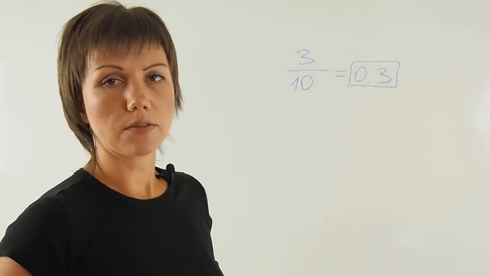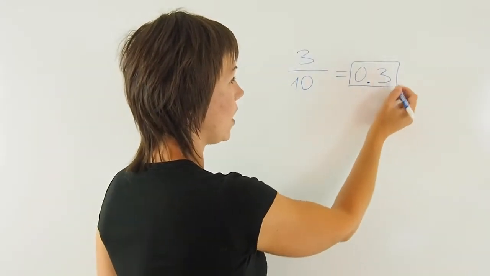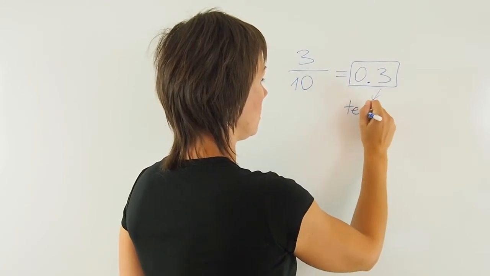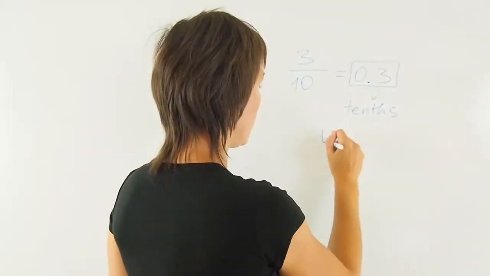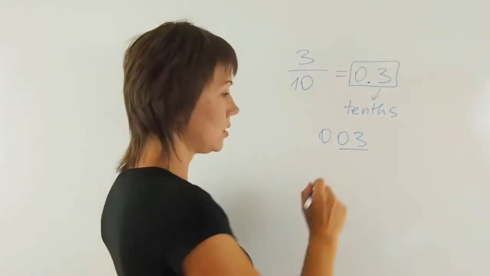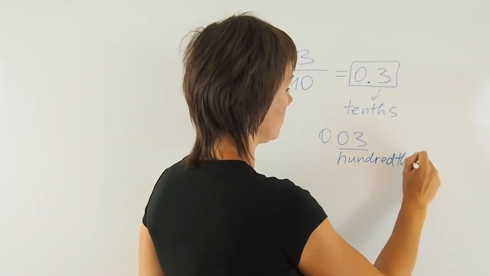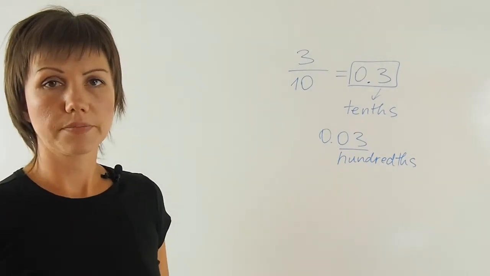Decimals have place value after the decimal point. So if you have one number under the decimal, after the decimal point, those are tenths. And if I have 0.03, I have two numbers, those are hundredths. And so on, thousandths, ten-thousandths, and so on.